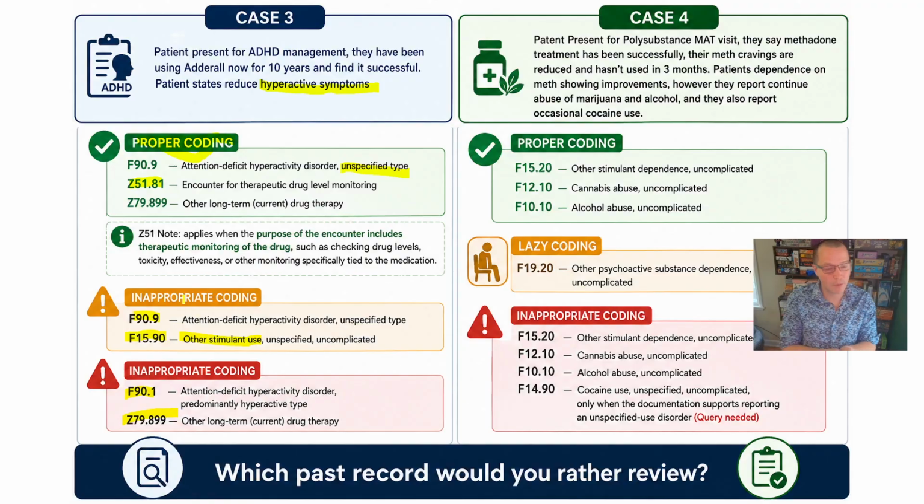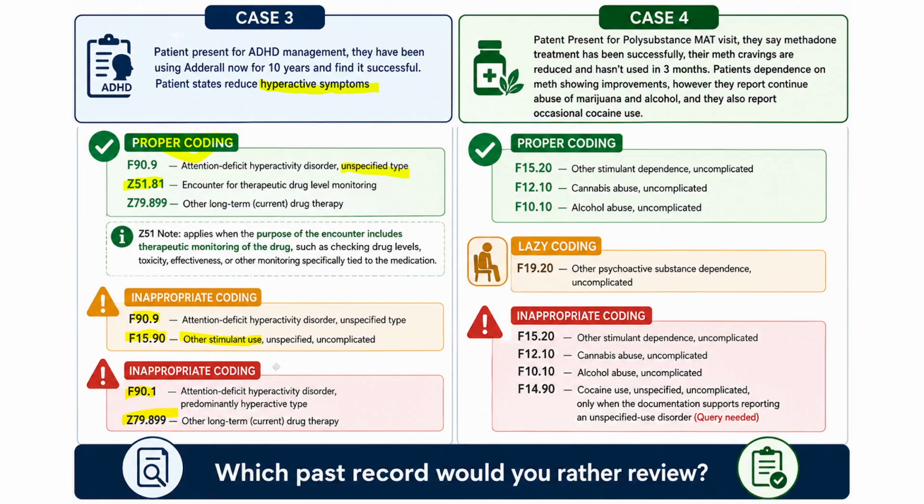But I get it, people will use these F10 through F19 codes because they'll be like, well, this F90 code doesn't cover a drug test. Correct, it's the Z51 that will cover the drug test. That's the code you want to use.